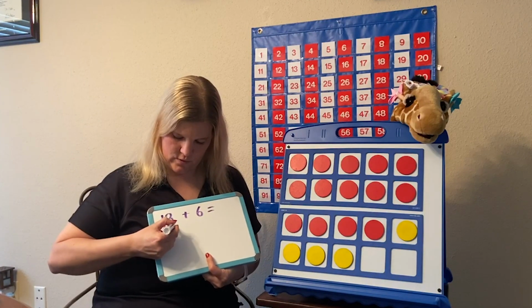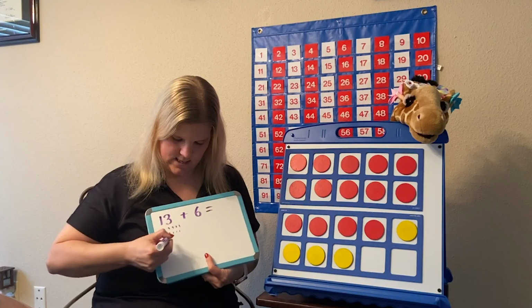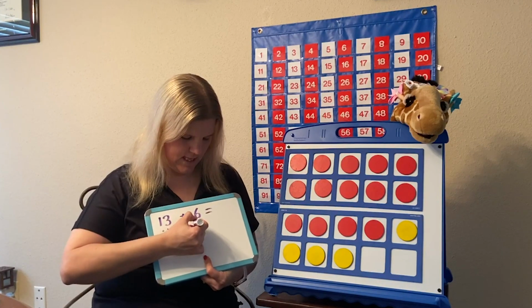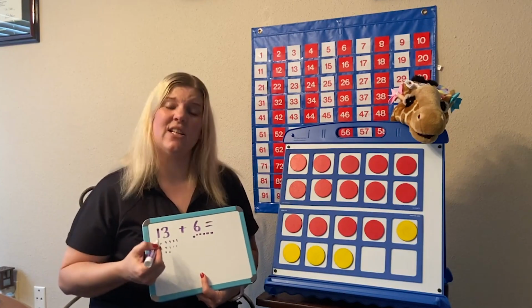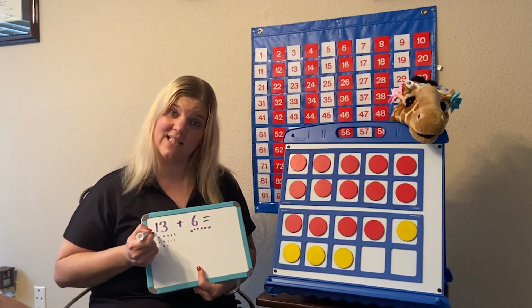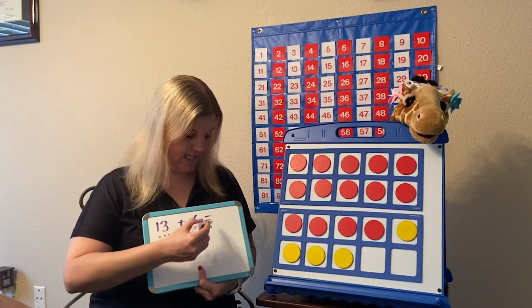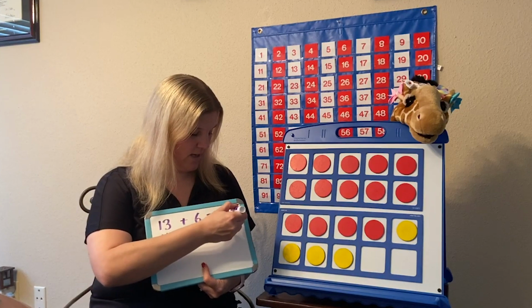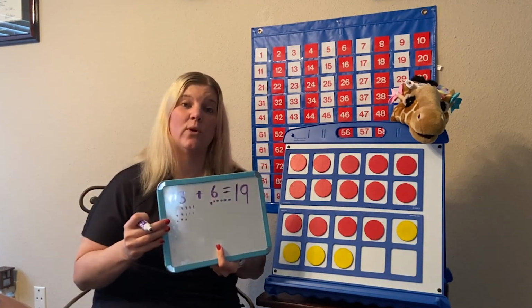1, 2, 3, 4, 5, 6, 7, 8, 9, 10, 11, 12, 13, and then 1, 2, 3, 4, 5, 6. So we know that's 13 and you're starting at that number, so you don't have to count them. You know that there's 13. 14, 15, 16, 17, 18, 19. The answer is 19. Okay, so you can use that method if you want.